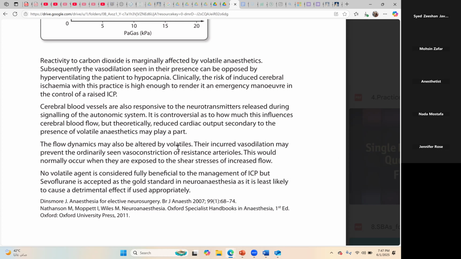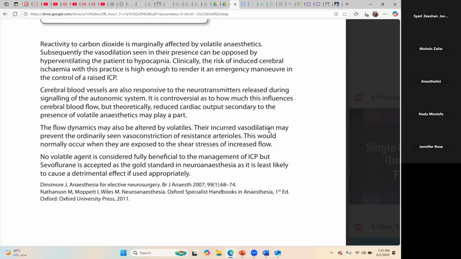The flow dynamics may be altered by the volatiles. There is a phenomenon called the Robin Hood phenomenon, and I think this is about the flow dynamics. At the level of the arterioles, these volatiles cause vasodilation, and this will increase the flow.